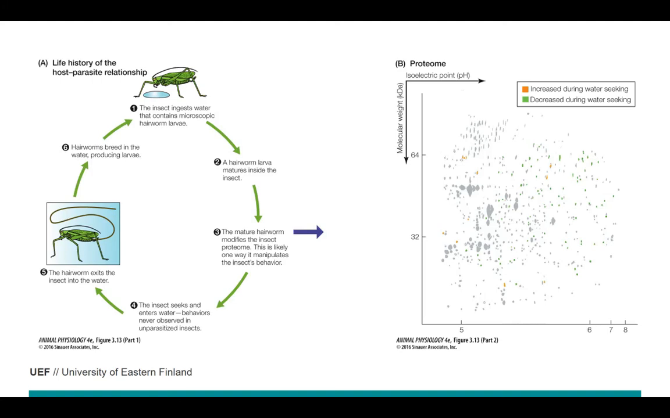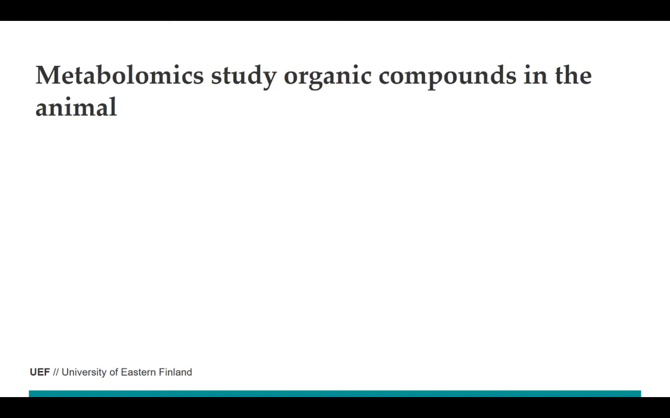Well, besides proteomics, we also have metabolomics. And this has nothing to do with proteins or DNA, but is now about all kinds of organic compounds in the animal. If we isolate all the organic compounds, we can see whether there are more of these amino acids or more of these fatty acids, etc.